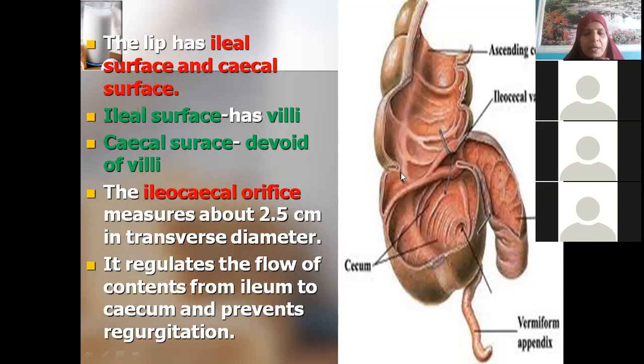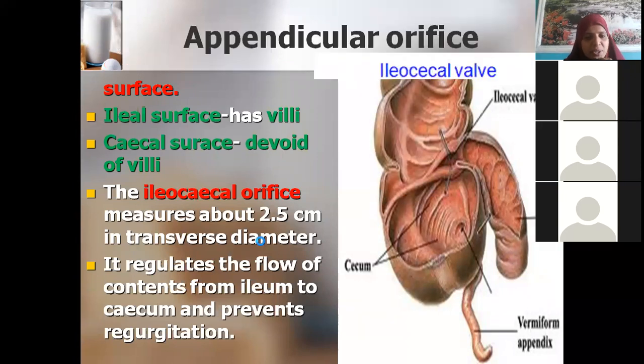Backflow is prevented. When you studied the esophagus also, we found sphincters there. When we studied stomach also, cardiac and pyloric sphincters. When you studied duodenum also, everywhere we have this control, entry and exit points, isn't it? So this is also one point which is preventing the regurgitation.